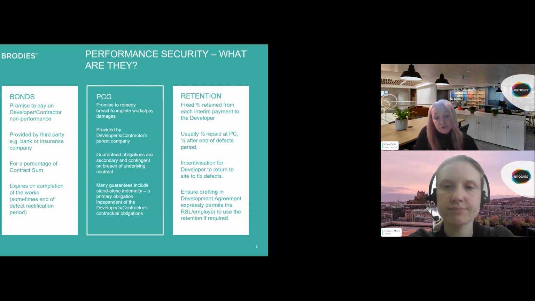It's important to ensure the drafting in the development agreement expressly permits the RSL to use the retention if it requires to because the developer has defaulted in not returning to fix defects. So usually one or more of these forms of performance security will provide the RSL with some comfort in the event of developer default or insolvency during the carrying out of the works. Next slide, please.